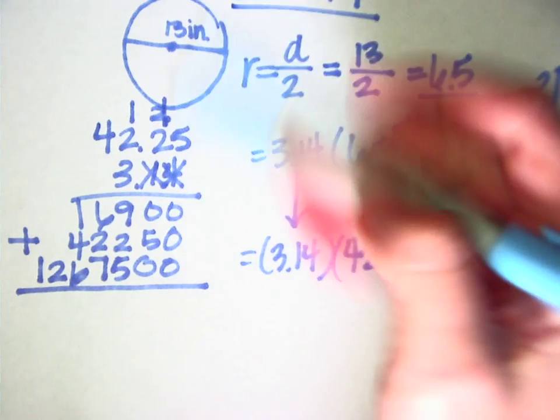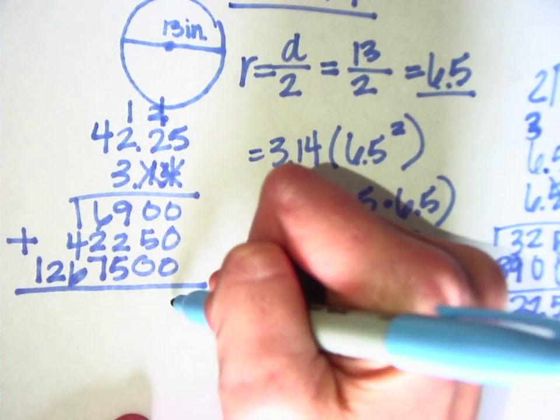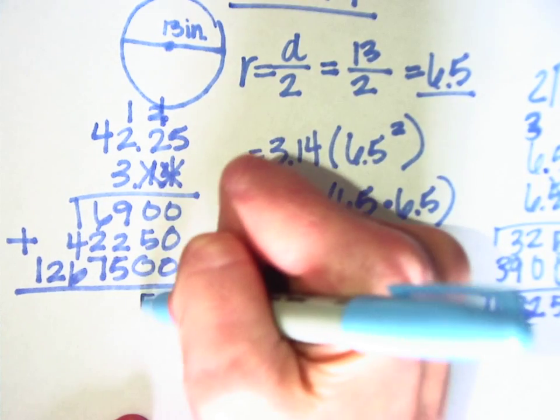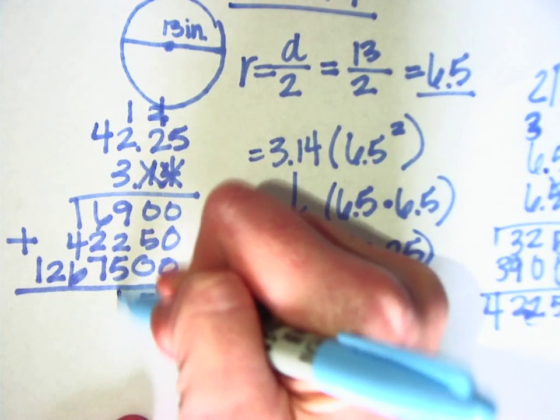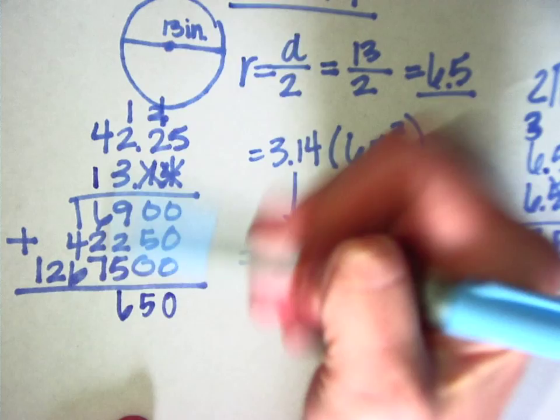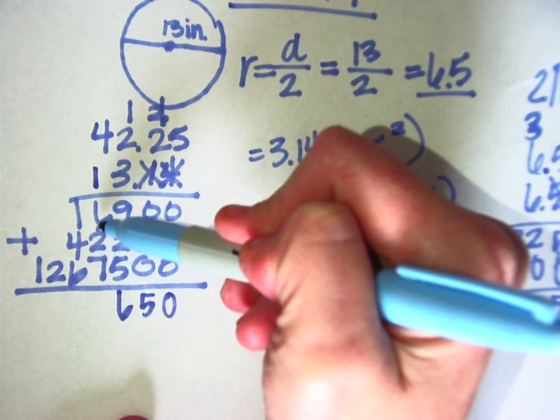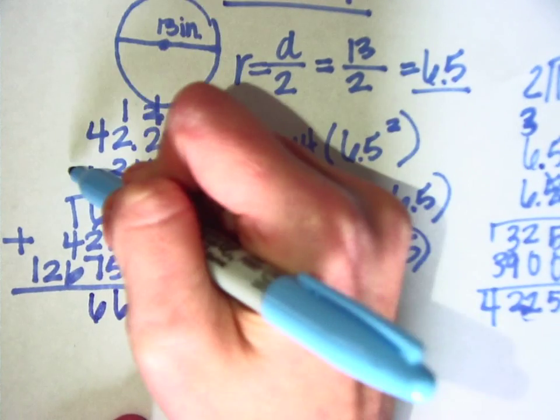So now let's start adding. So this is 0. This is 5. So 5 plus 2 is 7. Plus 9 is 16. 7 plus 2 is 9, plus 6 is 15. 16.